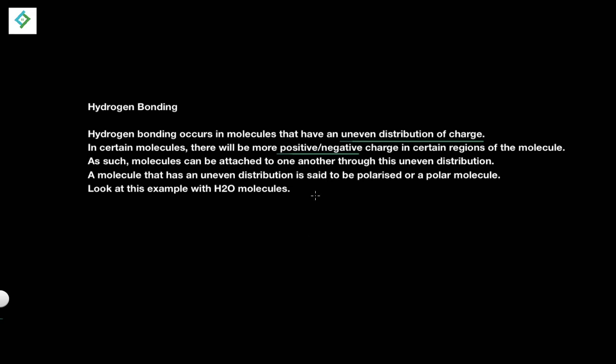And this can create a disbalance, an uneven distribution. And when we have a molecule that has an uneven distribution, we say that the molecule is polarized, or that it is a polar molecule. And so let's give an example of how this takes place. We can look at H2O molecules to come to this conclusion. Let's draw two H2O molecules right here.